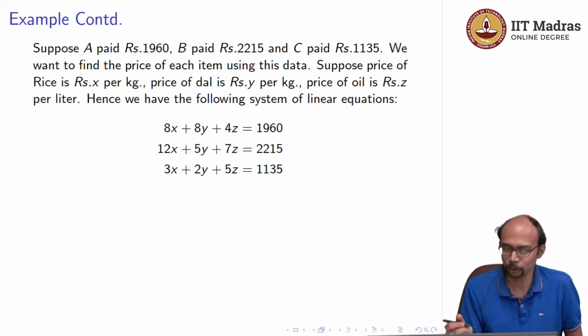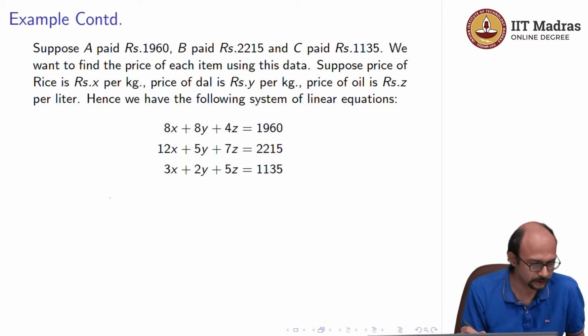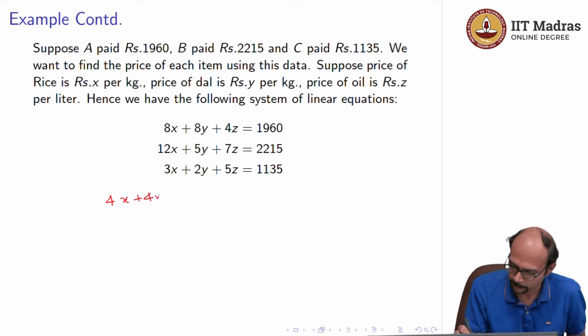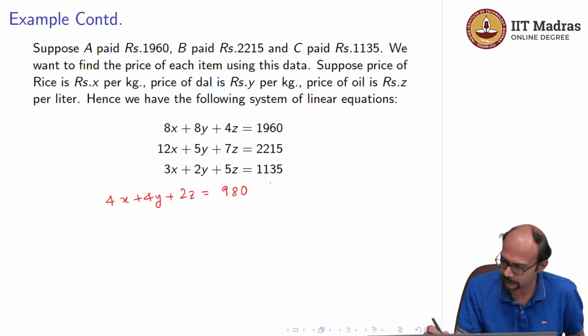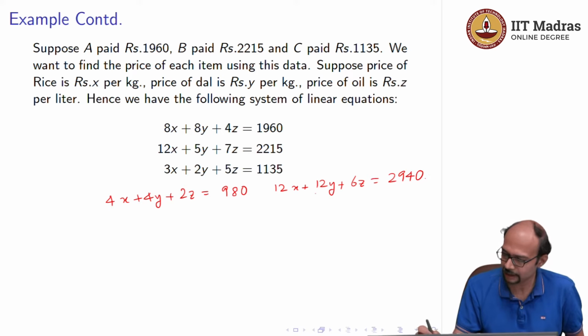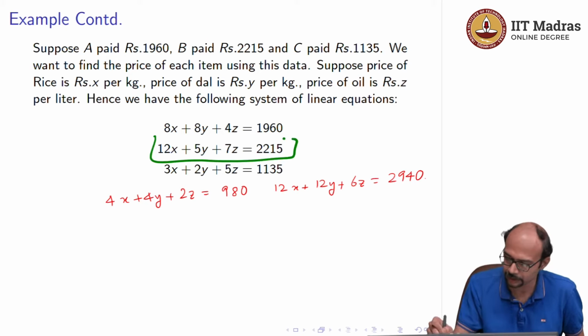I think many of you may have solved such things in school. So how do we solve this? Maybe we can take the first equation and divide it by 2. If you do that, we get 4x plus 4y plus 2z is 980. Then we will multiply this new equation by 3 so that I get a 12x. So 12x plus 12y plus 6z is 2940. Then I'll take this equation and subtract out the second equation over here.